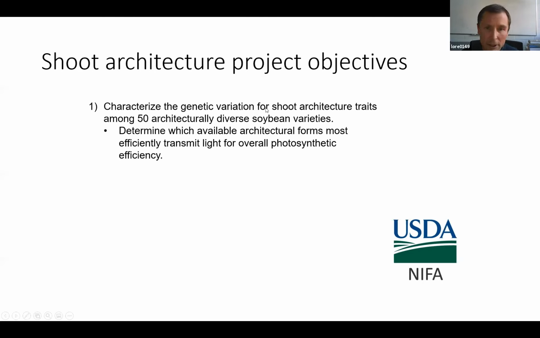One is to characterize the genetic variation for shoot architecture traits among what we know to be 50 architecturally diverse soybean accessions, and to determine which of those architectural forms transmit light the best and are overall better for photosynthetic efficiency.